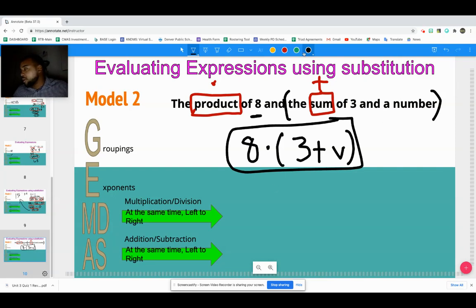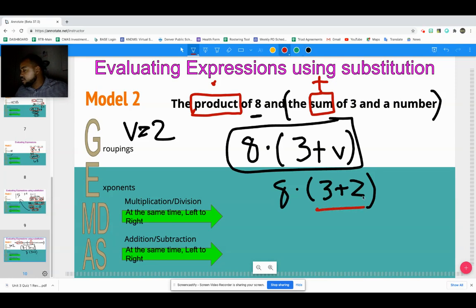What would be left for this problem is to say v equals 2 and then solve it. Which I could do here, replace once again my variable with my value. My value says v equals 2, so I'm going to change it to 2. Order of operations, any groupings? Yes, I see parentheses. I want to do what's inside first. I only have 3 plus 2. That means this is 5. 8 times 5 means my answer is 40.